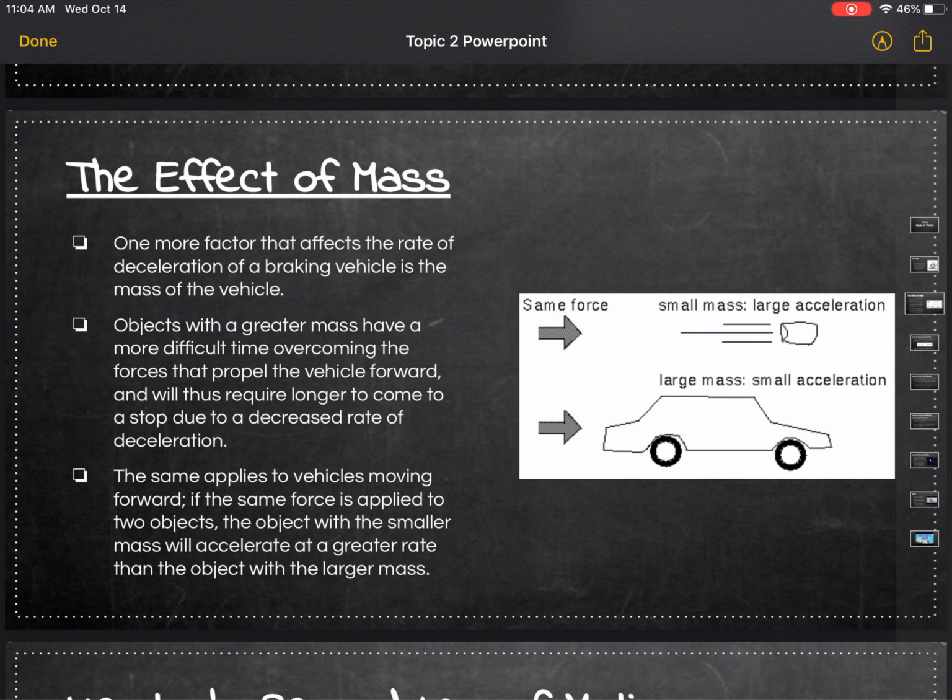So what it's saying here is that mass has an effect on basically your acceleration. So it says, for vehicles moving forward, if the same force is applied, something smaller will accelerate faster. And you've probably seen this on the road. I notice it when I'm driving.